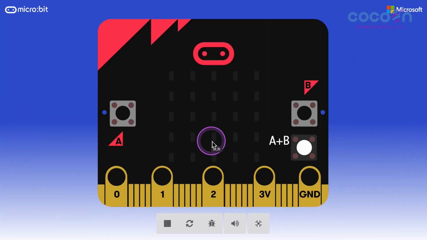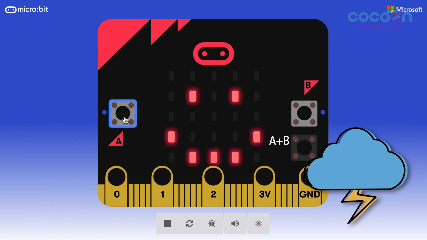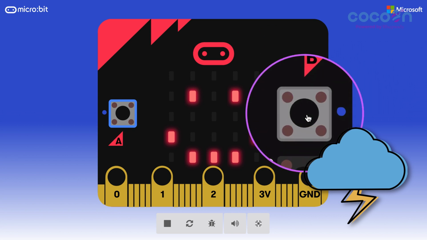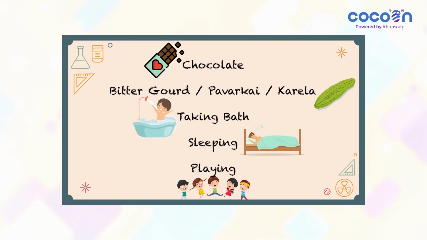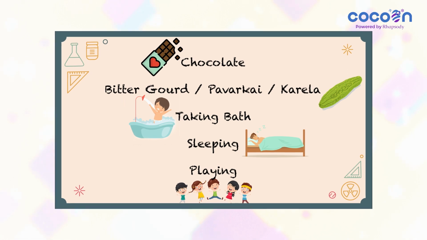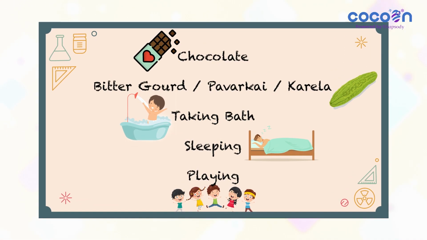For example, the first word is ice cream. I love ice creams, so I'm going to show a happy smiley. The next word is thunder. Well, sometimes a loud thunder can scare me. So I'm going to click on button B and show a sad smiley. Here are a few more words for you. Show a suitable smiley based on how you feel on hearing the word.